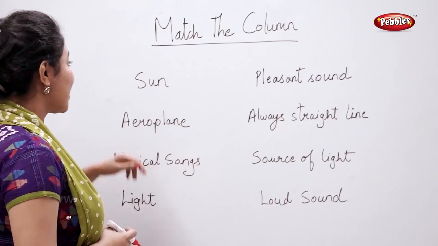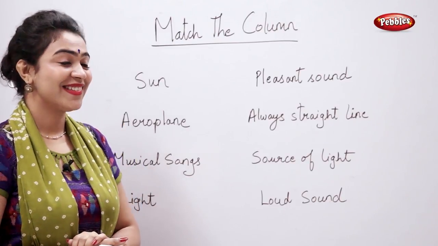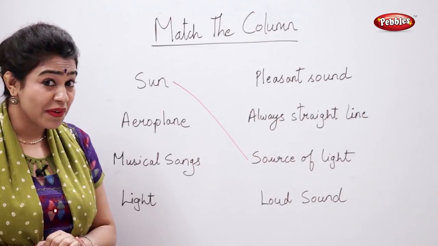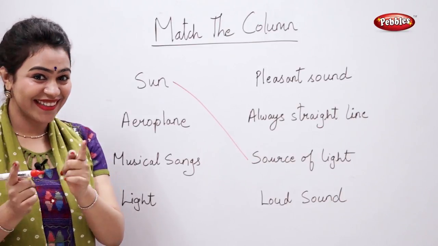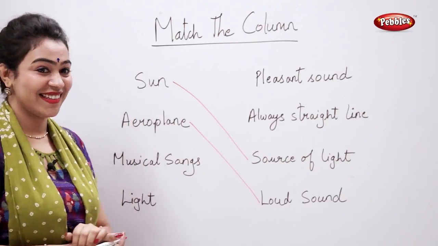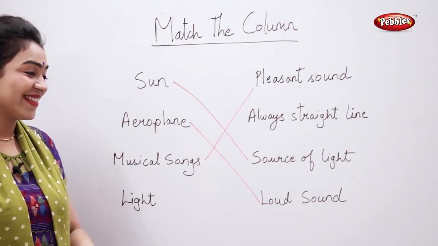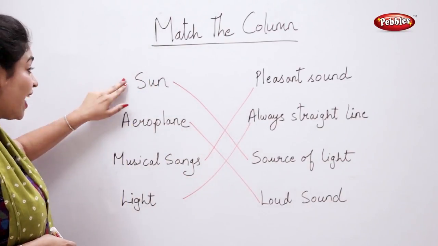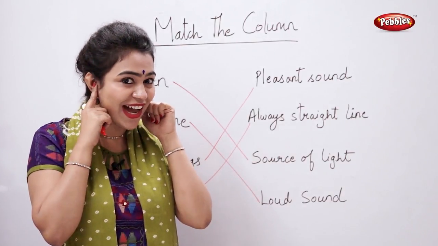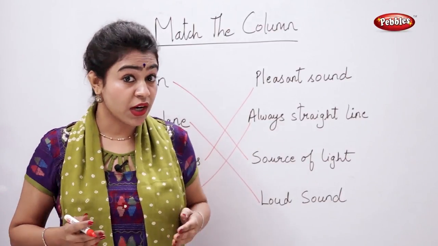Match the column. Sun. So students, tell me about sun. Sun is the main source of light, right? Aeroplane. Does it produce pleasant sound? No. Loud sound, right? Musical songs. They produce pleasant music. Light. Light always travels in straight lines. So, sun is the main source of light. Aeroplane produces loud sound. Musical songs always pleasant sound. Light always travels in straight line.